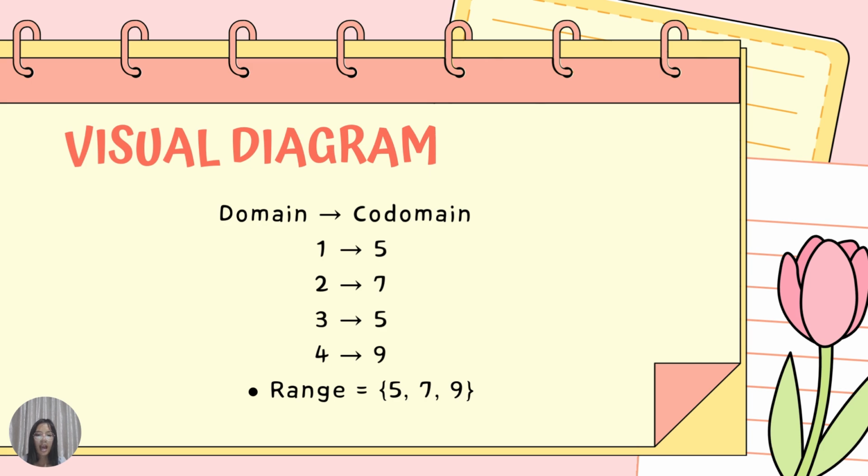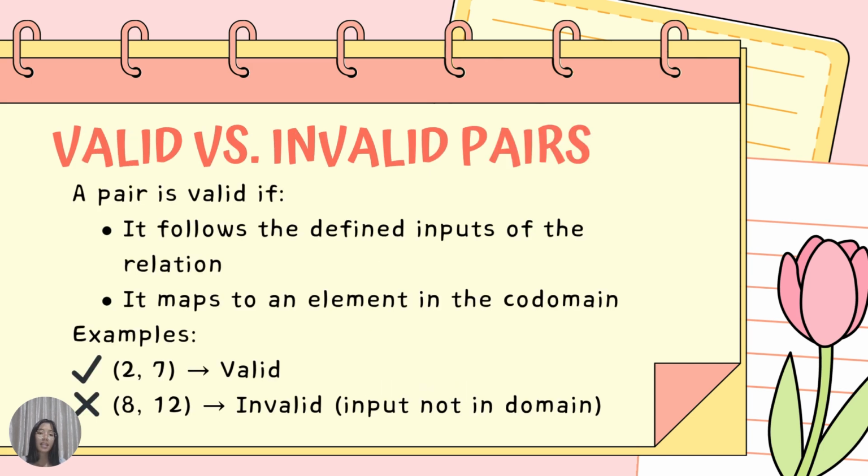Now, how do we know if a pair is valid? So a pair is valid if the input is included in the domain, and then the output is part of the codomain. Like here, it follows the defined inputs of the relation, and it maps to an element in the codomain.